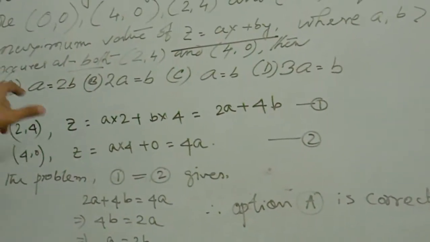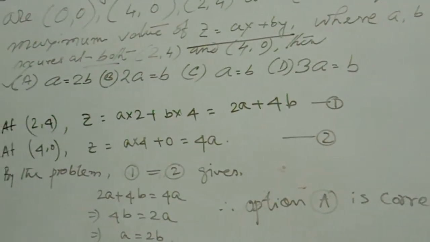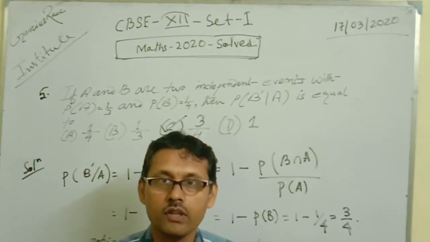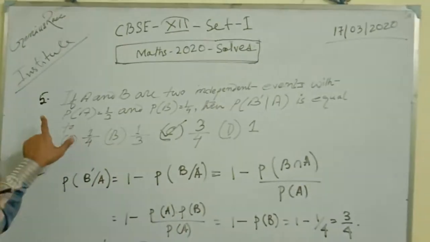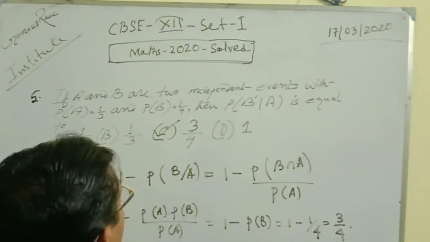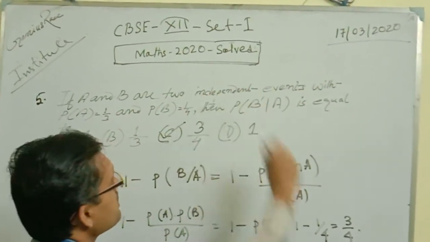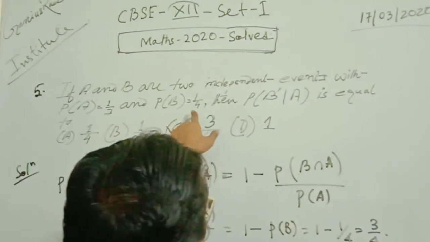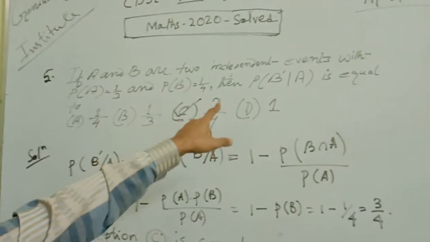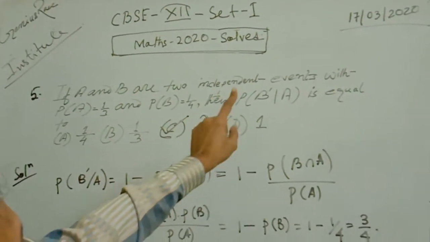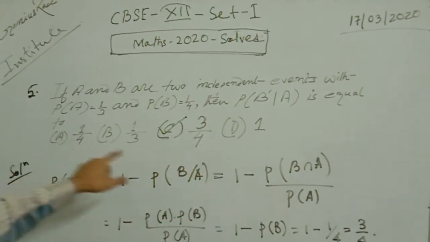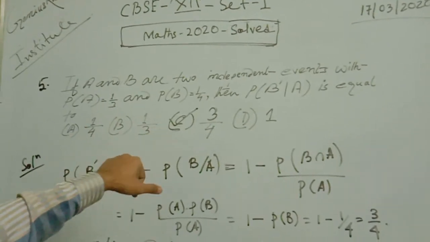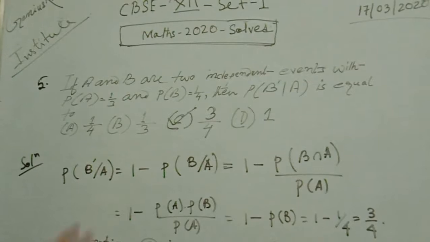Move on to the next question, question number 5. Okay, friends, question number 5. If A and B are two independent events with probability of A equals 1/3 and probability of B equals 1/4, then probability of B complement given A is equal to: option A is 1/4, option B is 1/3, option C is 3/4 and option D is 1. Option C is correct.